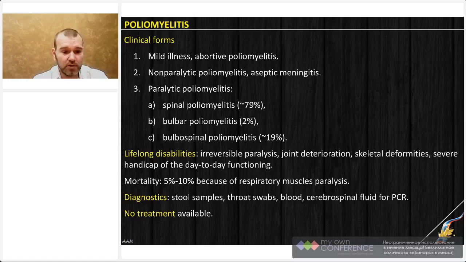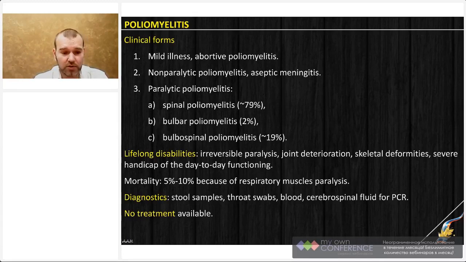So disease will lead to irreversible paralysis of extremity, one or few extremities, with deterioration of joints, deformation of skeletal muscles and even bones. And if disease occurs at young age, then some severe handicaps can be observed in those kids. They cannot perform daily functions, and of course, they will remain disabled for the rest of their days. So, in some cases, usually not more than 10% of cases, fatal outcomes can be observed because of involvement of respiratory muscles, especially diaphragm.